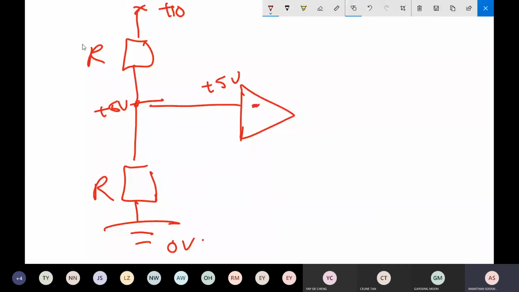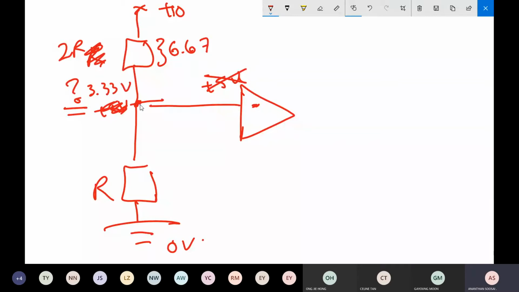Now let's say this R is changed to 2R. What will the input at the negative be? This won't be positive 5 anymore. With 2R and R, divide by 3. So what is the potential here? 2R takes 6.67 volt. So the balance here is 3.33 volt, about 3 volt. That will be the input.